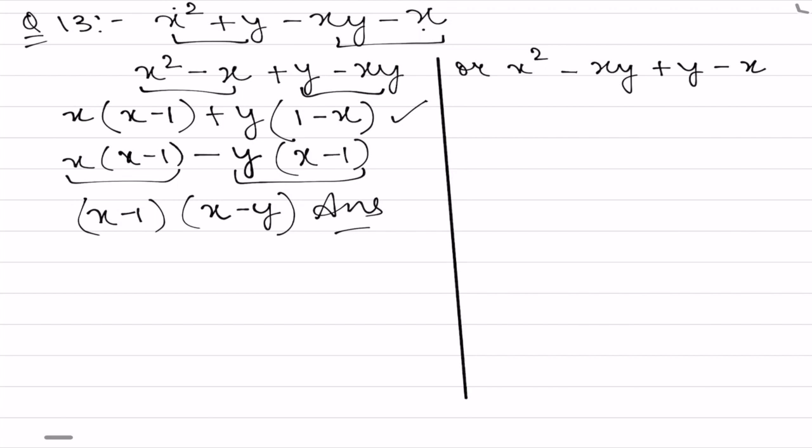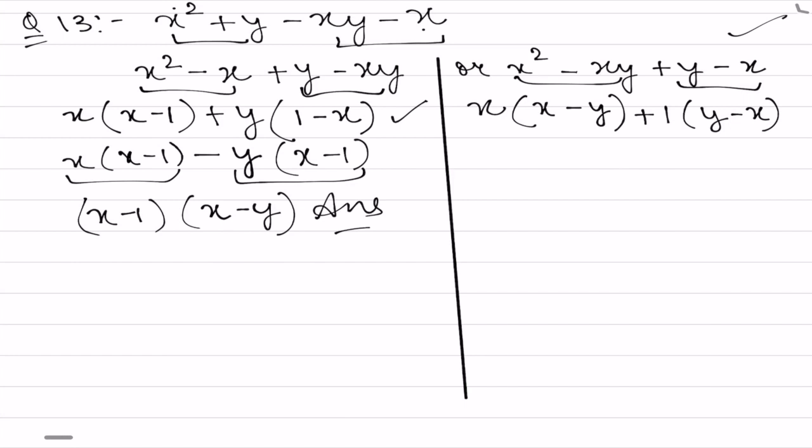Or if we rearrange the terms in this way, x square minus xy plus y minus x, then take the first two and the last two. In the first two, what is common? x. So what is left? x minus y. Similarly, in the last two terms we can see nothing is common. So what is the common factor of all the terms? 1. Remember, 1 is always a common factor of any number or any term.